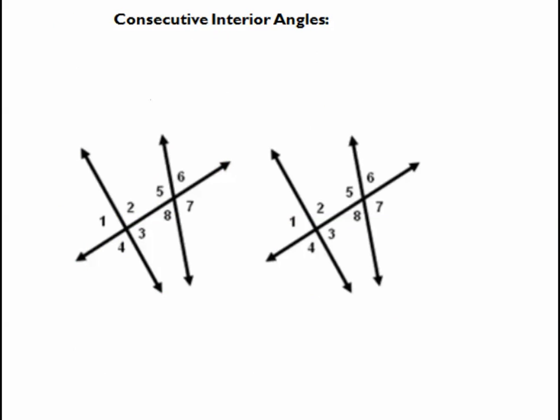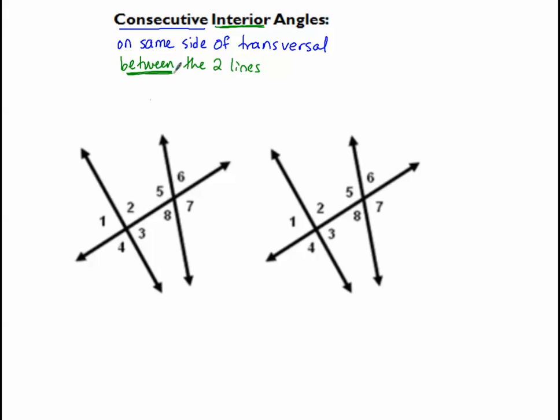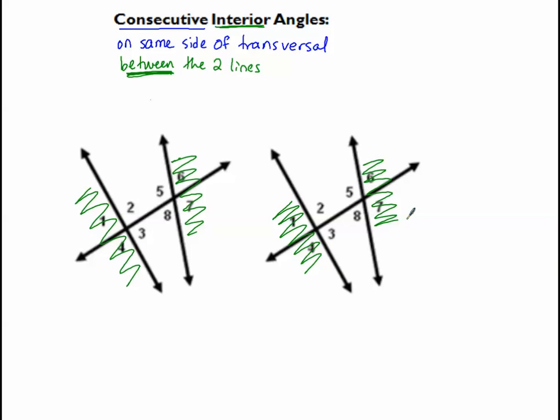One last angle pair to explore, consecutive interior angles. Consecutive means on the same side of the transversal, not on opposite sides anymore, on the same side. And remember what interior means, between the two lines being intersected by the transversal, so between. So again, I don't want any angles that are on the exterior. I'm going to scribble those out. Any angles on the exterior. But now I want them to be on the same side of the transversal.